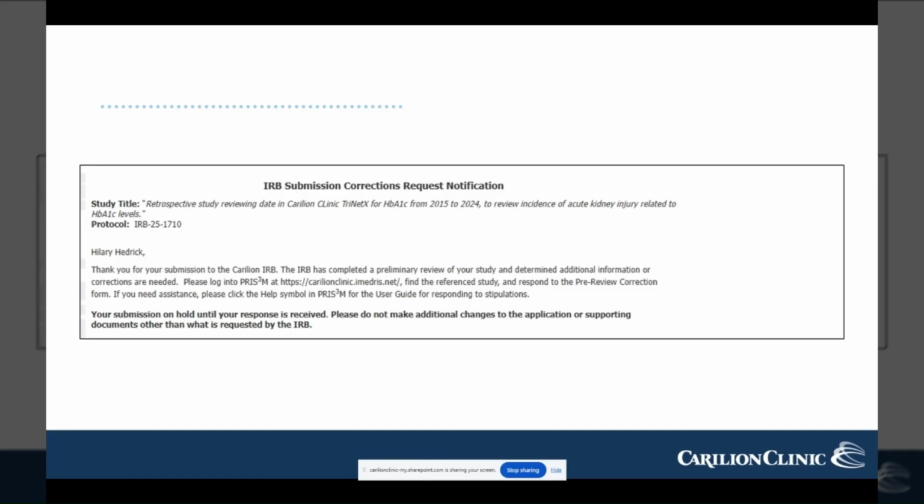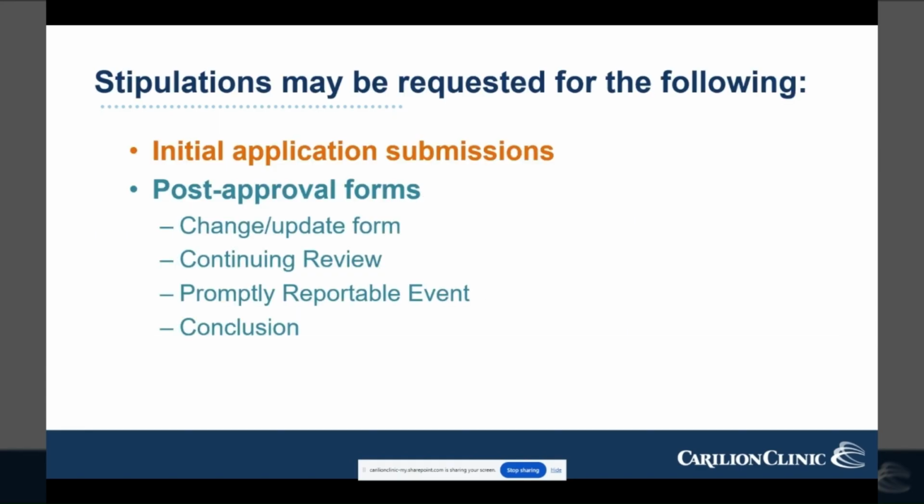Principal investigators and study contacts will be notified by email that the IRB has requested additional information. This is a screenshot of the email sent from PRISM to request a response to stipulations. Analysts may request stipulations be made to initial application submissions and any post-approval forms such as change update form, continuing review, promptly reportable event, and conclusion.